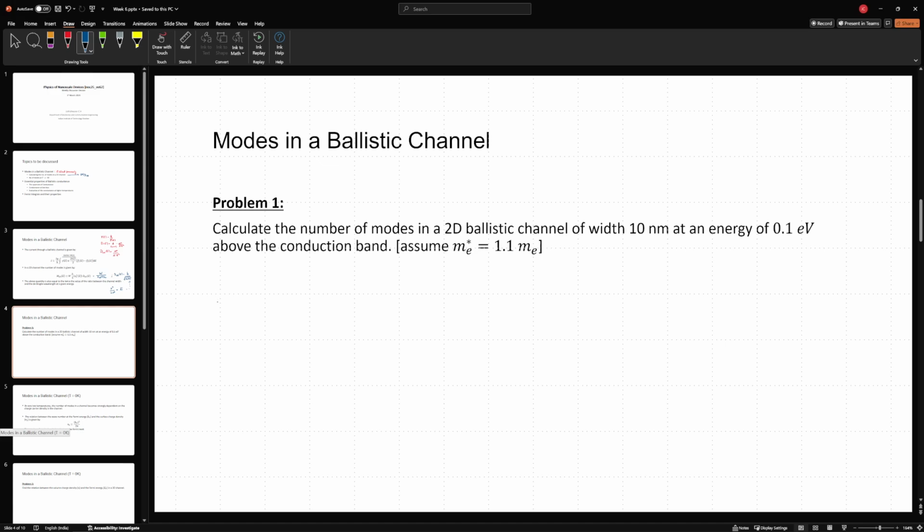So we know that the number of modes M of E is this quantity.